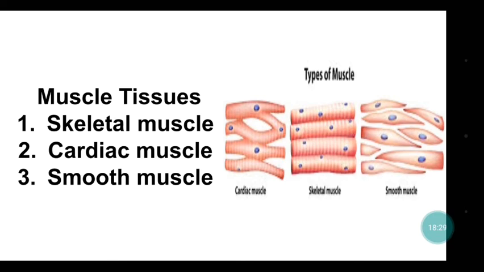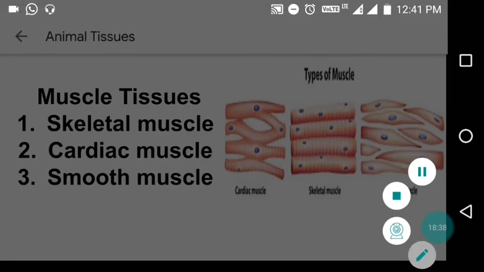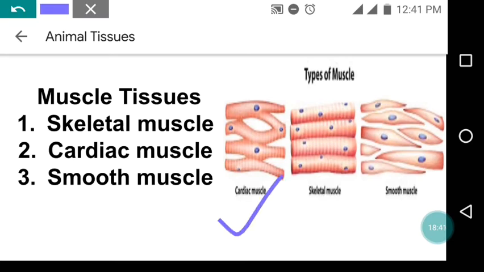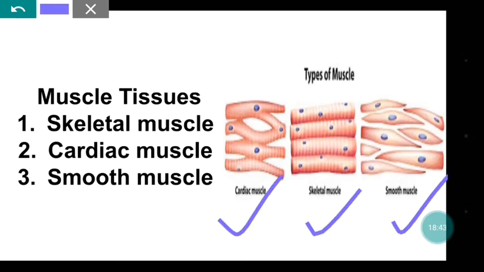The muscle tissues are also of three types, that is the skeletal muscles, cardiac muscles, and smooth muscles. Here in this picture you can see clearly the cardiac muscles, skeletal muscles, and smooth muscles.